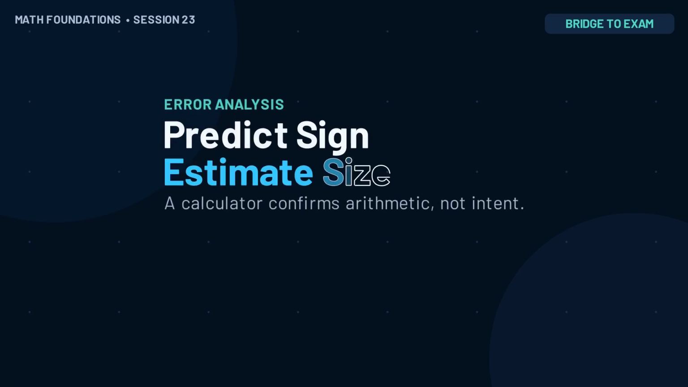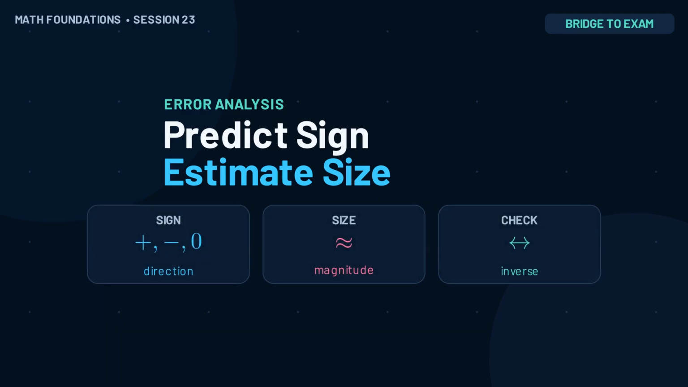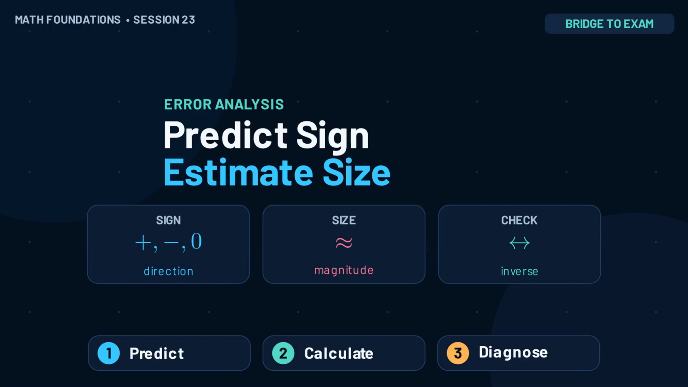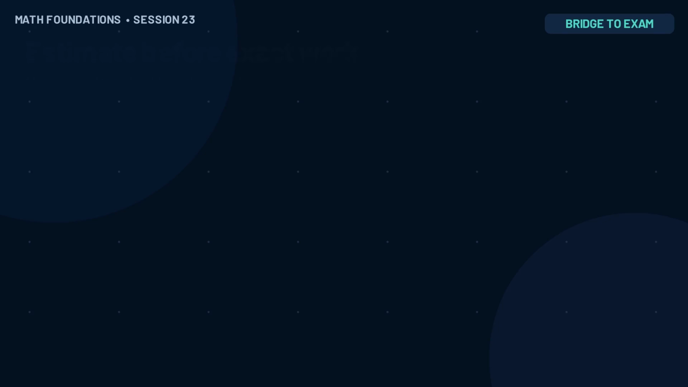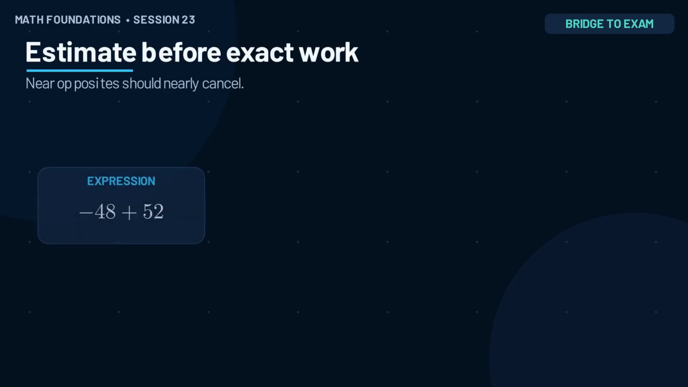Welcome to Session 23. Estimation catches lost signs, misplaced decimals, incorrect reciprocals, and faulty calculator entries before they become final answers. Today you will predict sign and size, compare negative rational values, diagnose the first false step, and verify calculator output. Before exact work, predict the sign, approximate magnitude, and benchmark range.